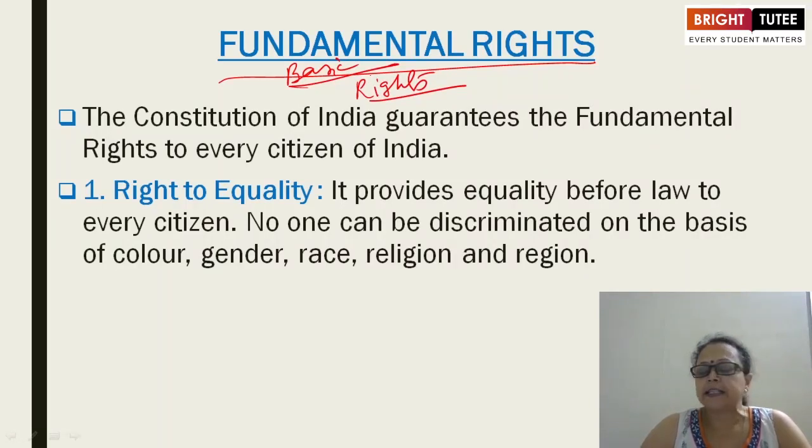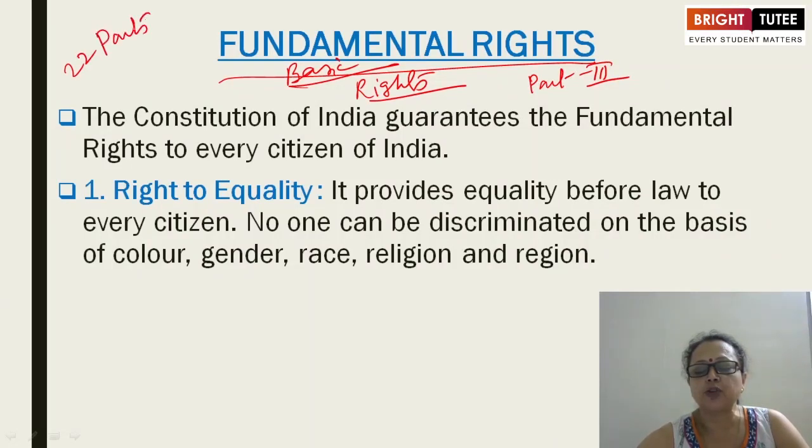This is written in Part 3 of our Constitution. Our Constitution has 22 parts; the Constitution is divided into 22 parts. This is Part 3, where fundamental rights have been explained. The entire explanation about fundamental rights is written in Part 3 of the Constitution. The Constitution of India guarantees the fundamental rights to every citizen of India.